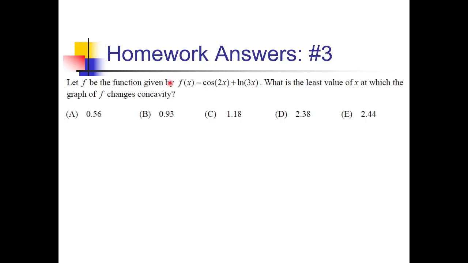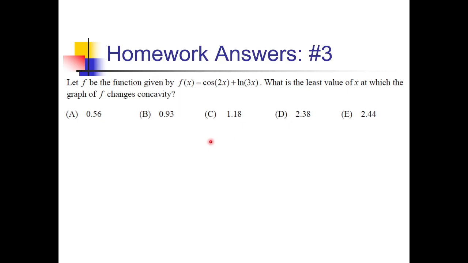For this problem, we're given the function f of x equals cosine of 2x plus ln of 3x, and we want to know the first x value, at least the least value of x that's given here, where the graph of f changes concavity. So we're essentially asking, where does f double prime change sign? Where's the first of these values that happens?